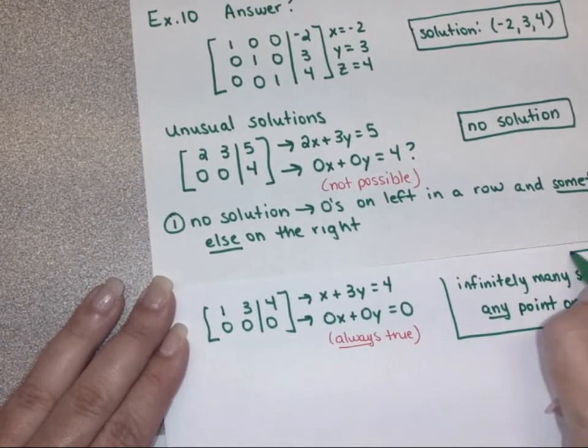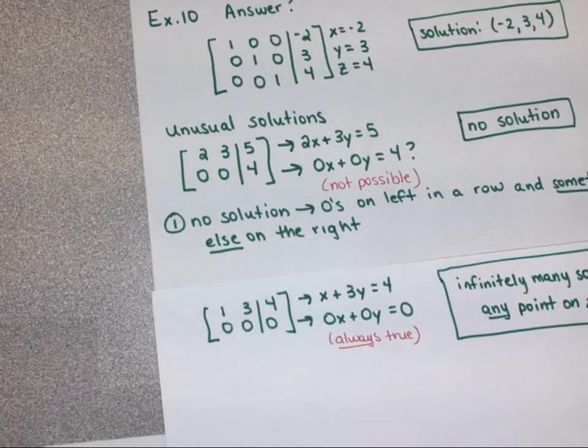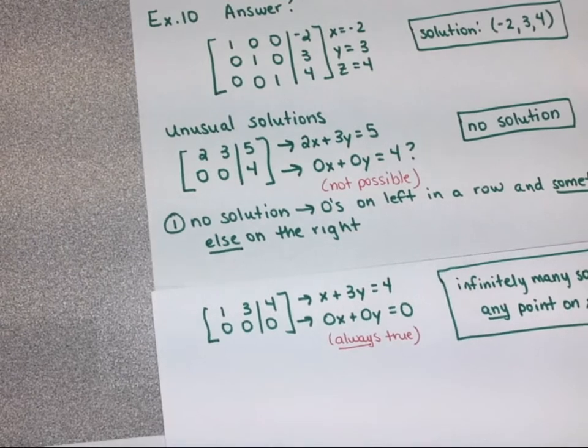In other words, the final row doesn't kick us out. The final row just frankly doesn't tell us anything. Okay? So before I describe that, what I mean by infinitely many solutions is I'll give you one example of a point that would work. 1, 1 would work. Why?